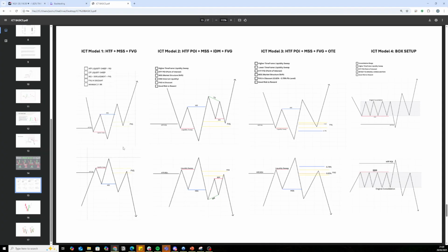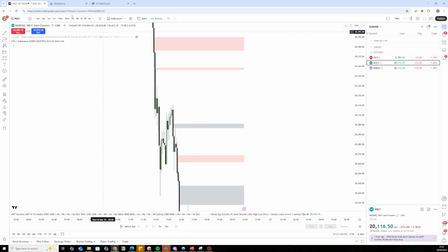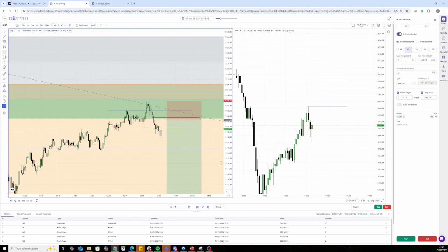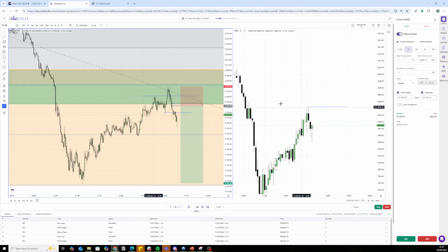But if I just show you back to the PowerPoint, this is this, okay? This ICT Model 1: high time frame market structure shift, fair value gap, high time frame area, liquidity sweep, market structure shift, retrace into a fair value gap, and then sell off. If I go back to the back testing, this is exactly that, okay? See the correlation? I hope you do. But yeah, I would sell there. So let's see if the 2022 model plays out.